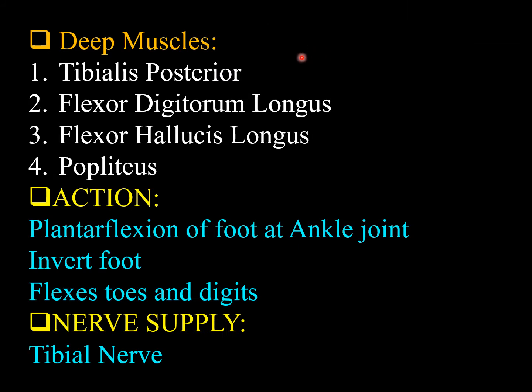Now the deep muscles, we have four deep muscles in the posterior compartment: tibialis posterior, flexor digitorum longus, flexor hallucis longus, and popliteus. And as a general rule, their function is plantar flexion of the foot at the ankle joint except popliteus, and one of them is the inverter of the foot, and a couple of them are extending the toe as well as the digits. So individually we will talk about their function. The nerve is the same, that is tibial nerve.